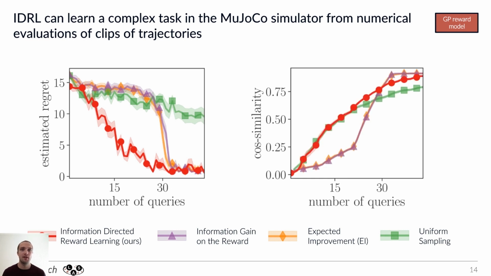But in this environment, there is actually a trade-off with learning a uniformly good approximation. So the final reward function learned by IDRL is a bit worse as measured in terms of similarity than the ones learned by some of the other methods. However, it leads to better policies, which is ultimately what we care about.